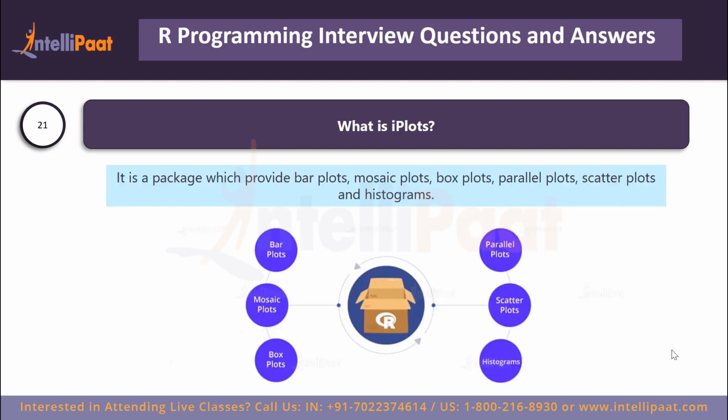What is iplots? It is a package which provides bar plots, mosaic plots, box plots, parallel plots, scatter plots and histograms. iplots is actually a package for the R statistical environment which provides highly interactive statistical graphics that are written in Java, and it offers a wide variety of plots that you can see over here, that is histograms, bar charts, scatter plots, box plots and many others. By using iplots in R, we can visualize our data in a much more efficient way.